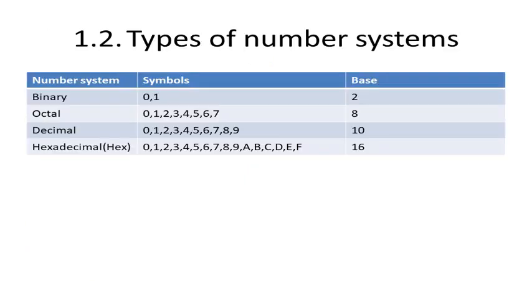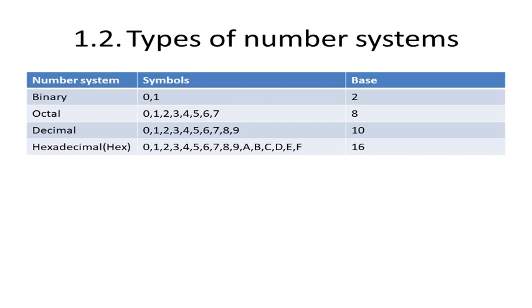What are the types of number systems that we are going to use in ICT? We are going to learn 4 different number systems in ICT. The main one is the binary format. It has only 2 symbols, 0 and 1. Its base is 2. And we are also using the octal number system.